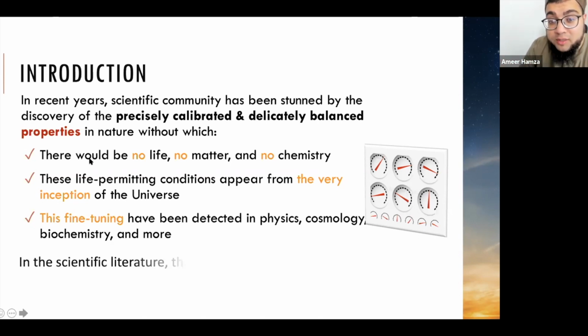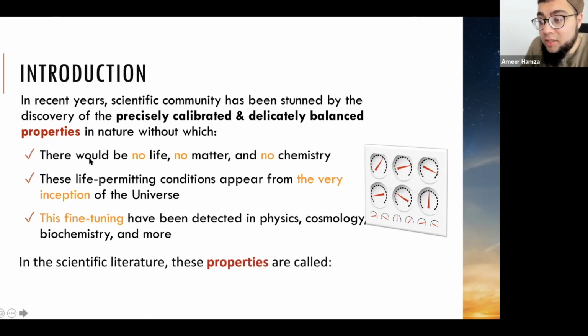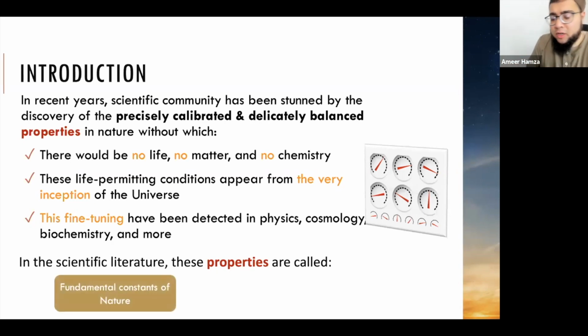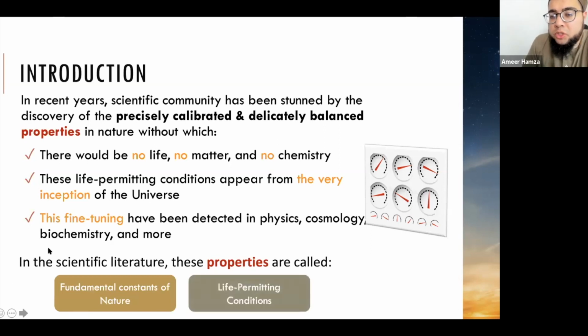Before we move on to these examples, just so you have some terminology down: in the scientific literature, these precisely calibrated, exact properties I'm referring to are called fundamental constants of nature. Another term you'll see is life-permitting conditions. Go ahead and get those two things down. I'm going to be using them synonymously. Sometimes I'll say fundamental constants, sometimes properties, sometimes life-permitting conditions. All of them refer to the same thing.